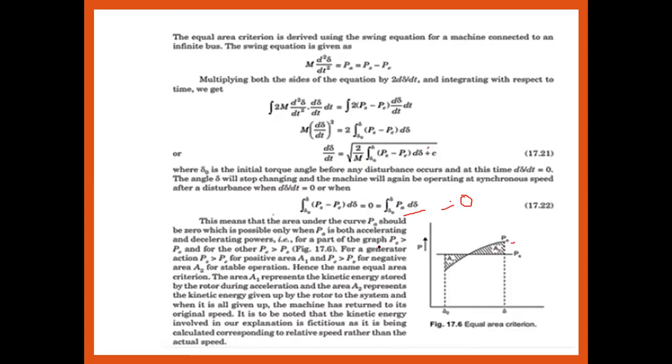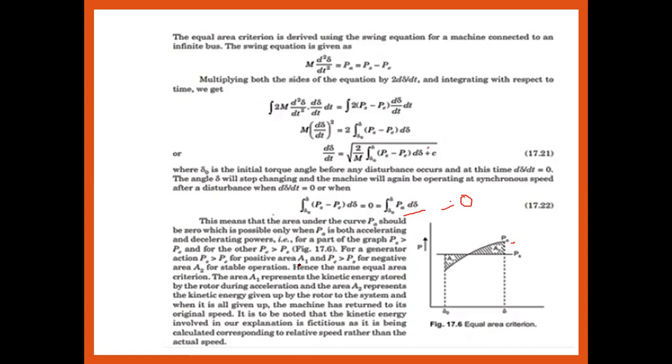Accelerating means that for part of the curve PA should be more than PE, and second, PE should be more than PA. So for generator action, the accelerating power will be greater. For the decelerating motoring power, the decelerating power should be more. Hence it is called the equal area criteria for stable operation.